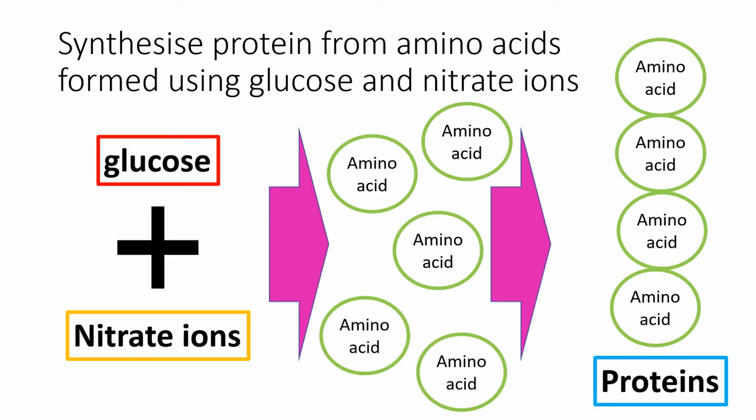Metabolism can also include the synthesis of proteins. Remember, synthesis means to make. So we're making proteins from amino acids, and those amino acids are formed using glucose and nitrate ions. So we start with glucose and nitrate ions, and we can use them to build our amino acids. And then the body can put those amino acids together into long chains, and those long chains are known as proteins. We can also have chemical reactions where proteins are broken down by enzymes back into amino acids again, and then are rearranged to form new substances.